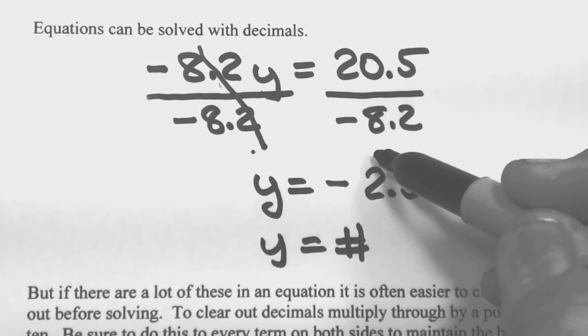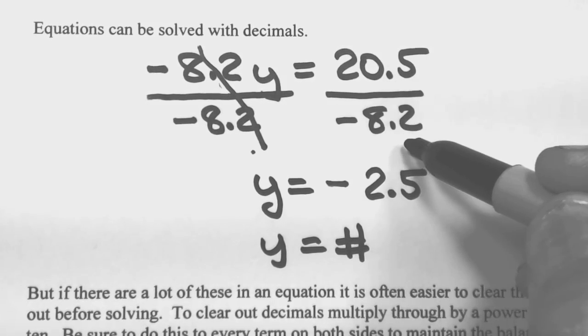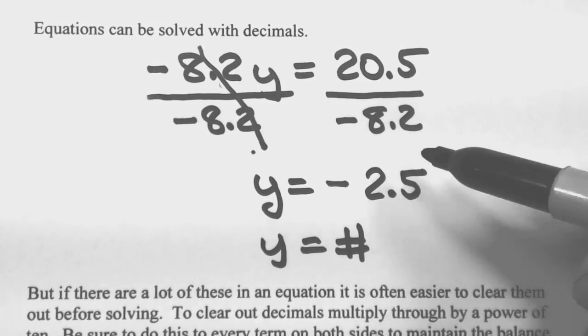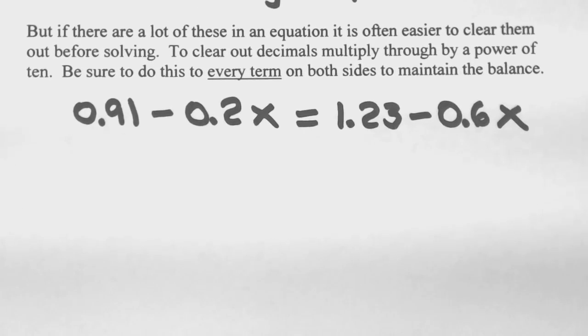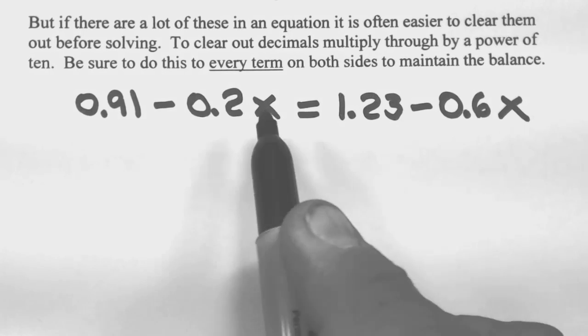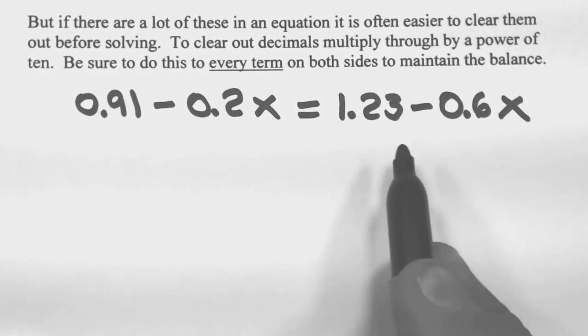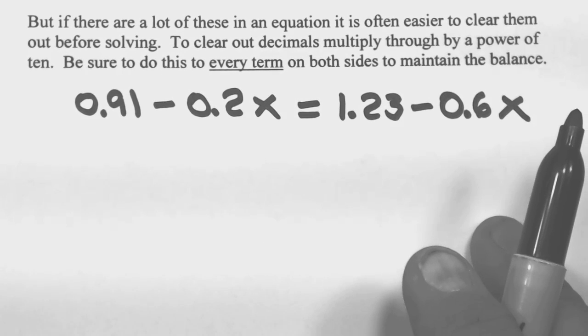So wasn't too difficult working with the decimals here, particularly since there are only a couple of them that had the same number of decimal places. Okay, well, let's take a look at an example now where it's getting messy enough that it's worth clearing out the decimals. Here we've got a total of 4 of them. Some of them have 2 decimal places, others have only 1.